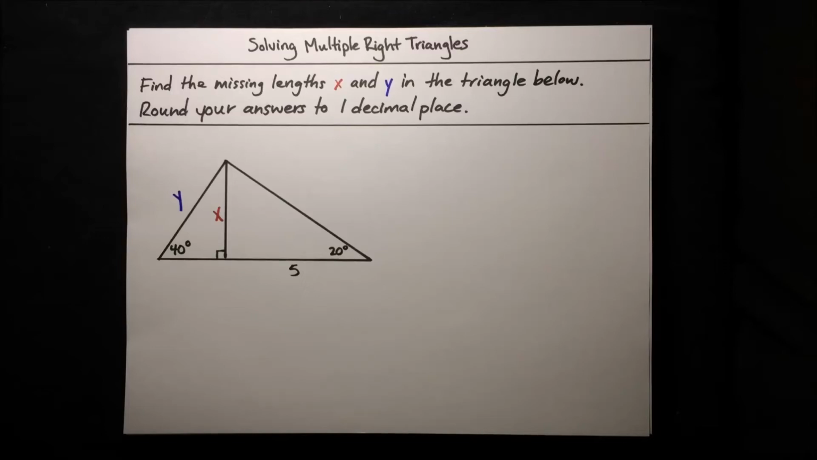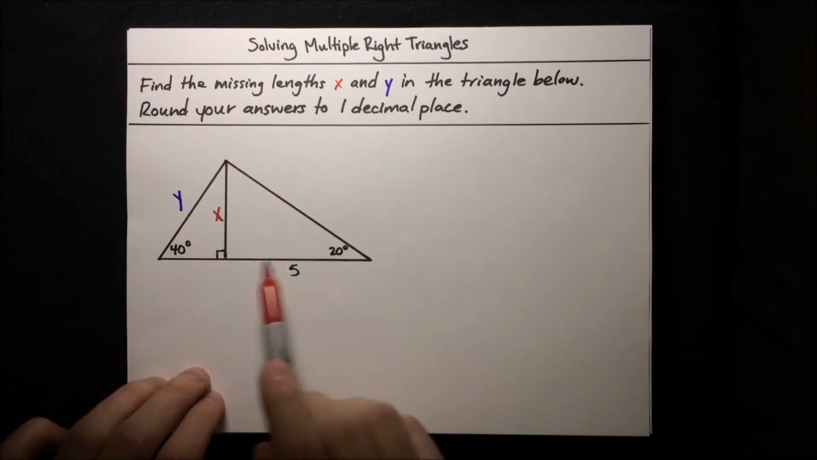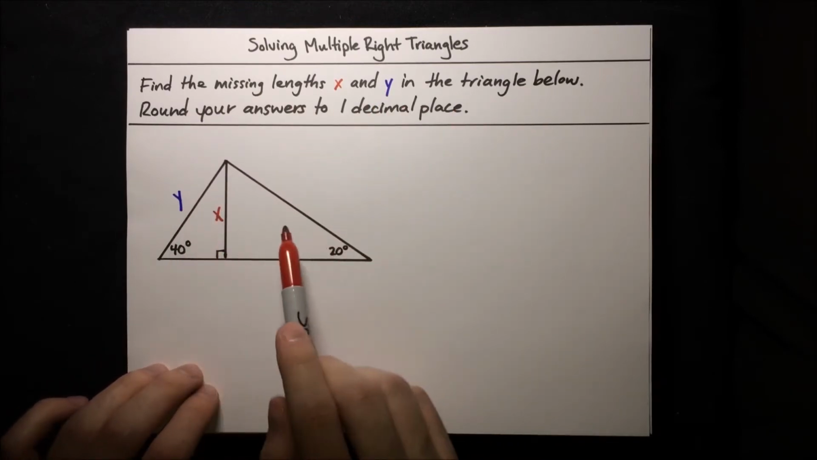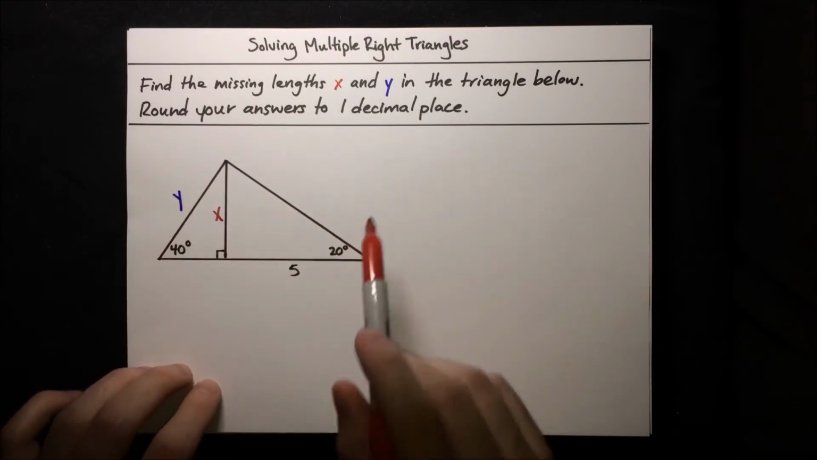In this video, I'm going to show you how to solve multiple right triangles. So we want to find the missing lengths x and y in this triangle below, which is composed of two triangles, a left triangle here and a right triangle here, and we'll round our answers to one decimal place.